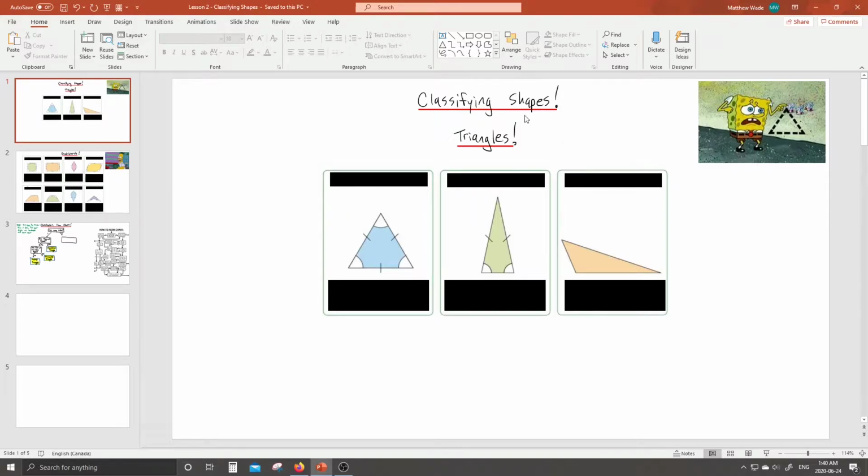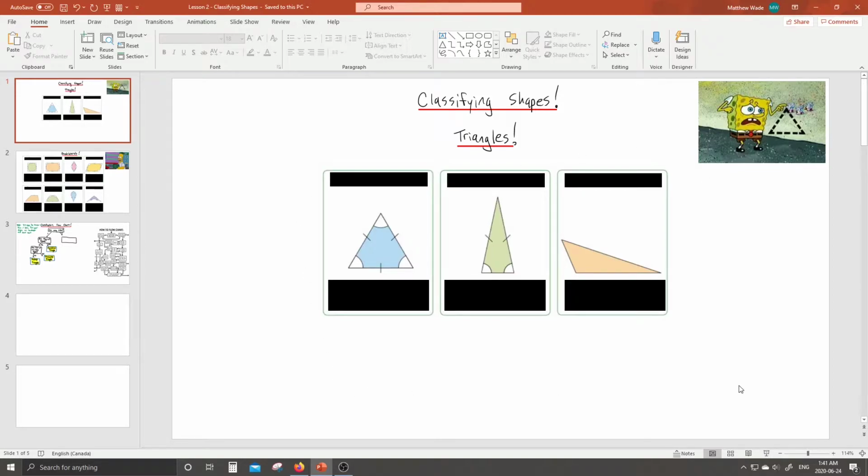Cool. Now, classifying shapes, guys, what that means is we're just going to be trying to categorize them. So we're going to say what the name of each shape is, and also why it's called that, or what defines each of these different types of shape. That's really what we're going to do today. So if you have a look, what I've got here on this page is just 3 triangles.